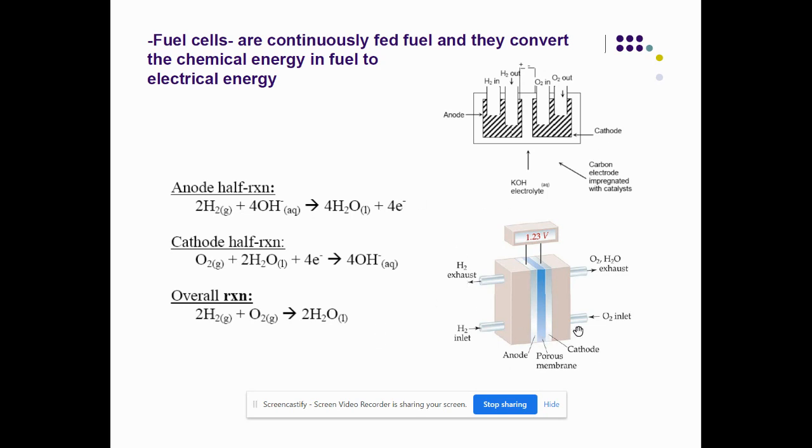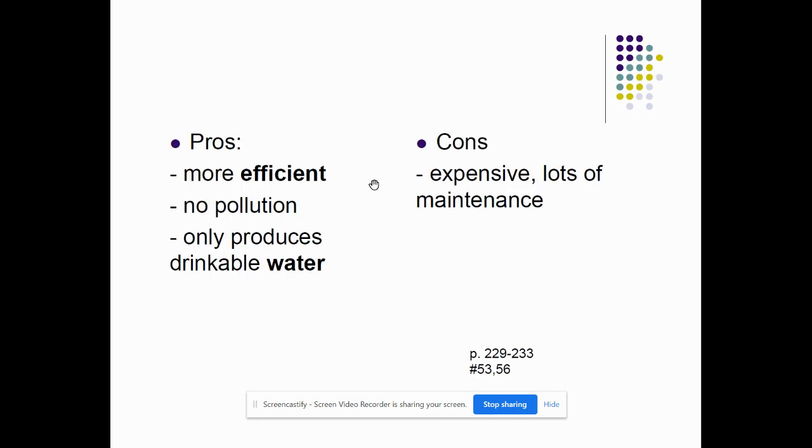So here's the look of our fuel cells. In your questions, they're going to talk about the anode reaction or the cathode reaction, and it's just going to be right from your table. So look at what those look like on your table. Pros: much more efficient, no pollution, only produces drinkable water. Cons: it's expensive and it requires lots of maintenance for the hydrogen fuel cell. I would look at questions 53 and 56, good ones to do for the applications of electrochemical cells.